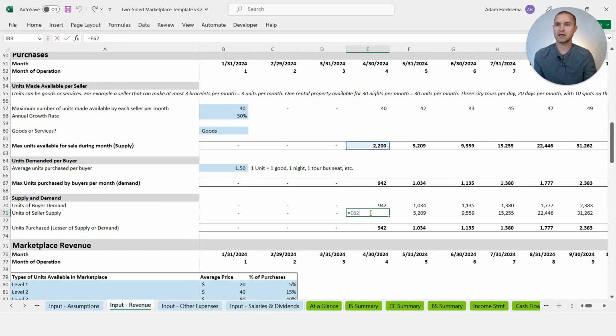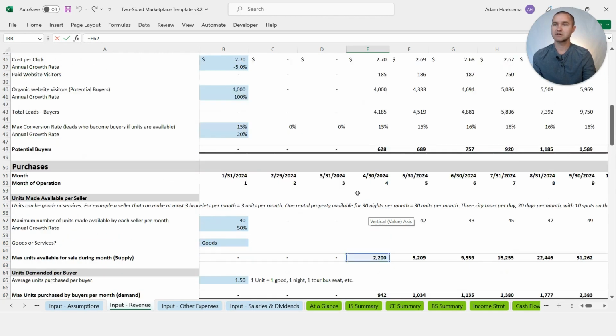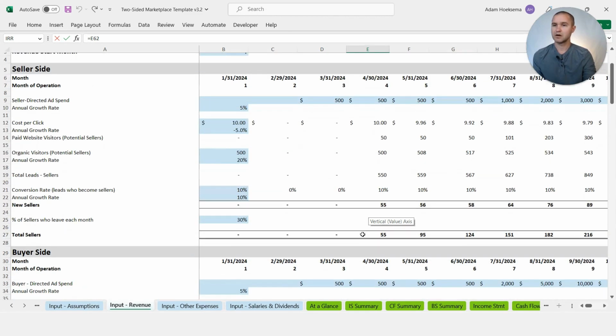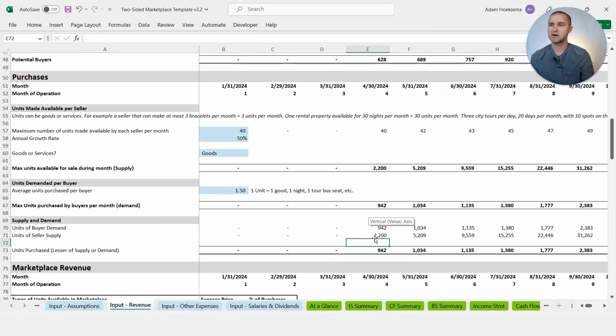Now, how much supply do we have? We've got the number of units available for sale by the sellers times the number of sellers on the platform to give us our total number of units of seller supply, right? And so what we're going to do here is just make sure that the model is going to automatically make sure that you don't sell more than you have seller supply to be able to sell, and you don't sell more than you have buyer demand. So it's always going to be the lesser of these two numbers, right? So yeah, we have 2,200 units of seller supply, but we only have demand of 942. And so we're only going to sell 942.